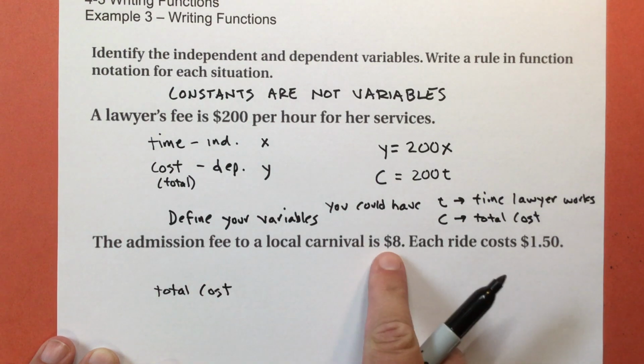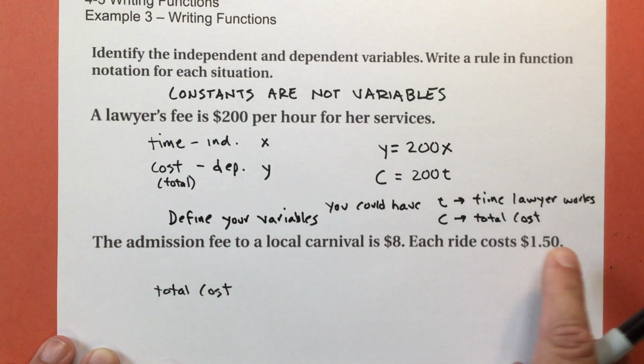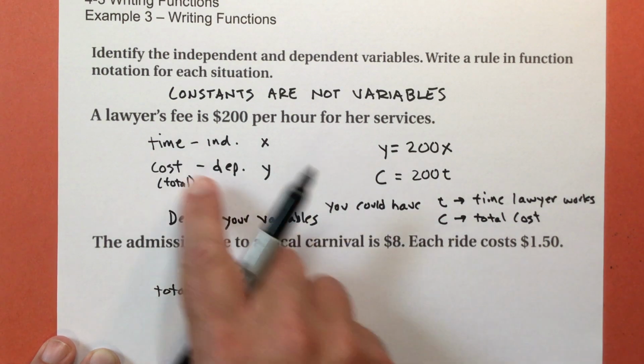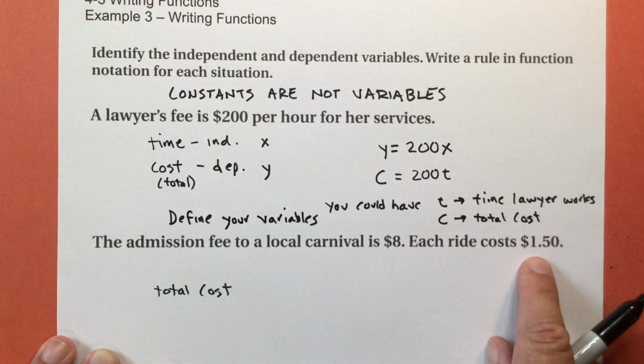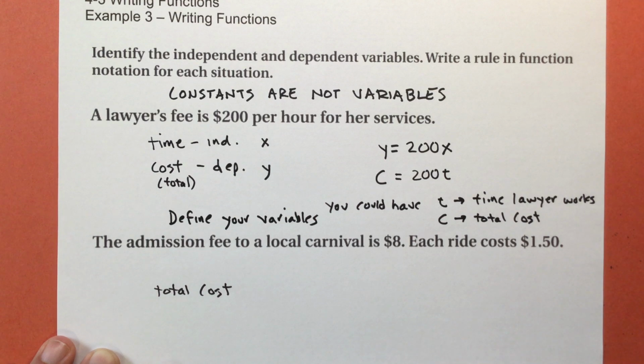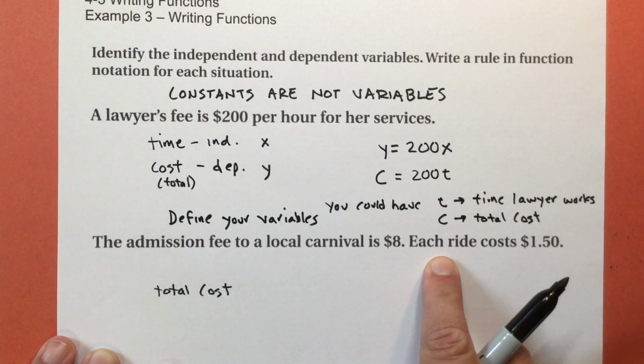Well, you pay once to get in, $8. That gets you into the gate. So that's not going to change. That's constant. Each ride costs $1.50. $1.50 is also constant. And again, constants are not variables. But what is in here that changes, and by the way, you actually get to decide how it changes, is how many times you're going to ride a ride.